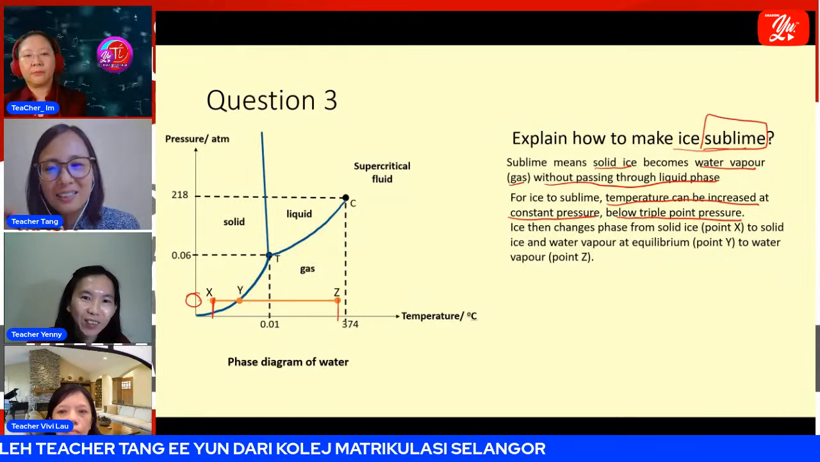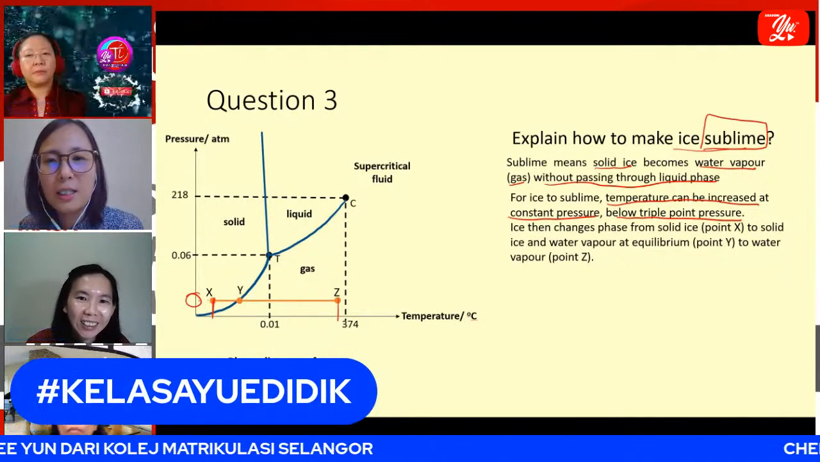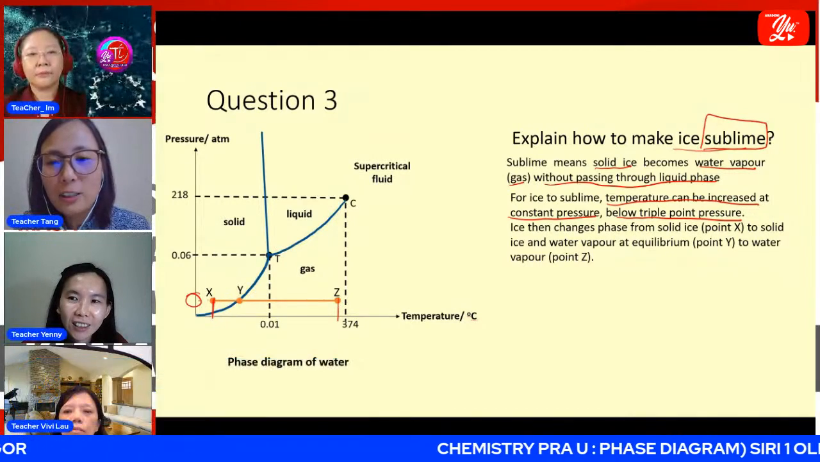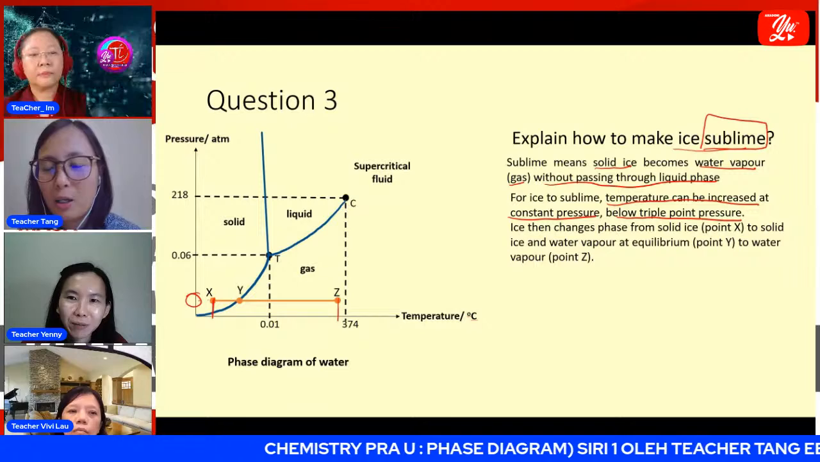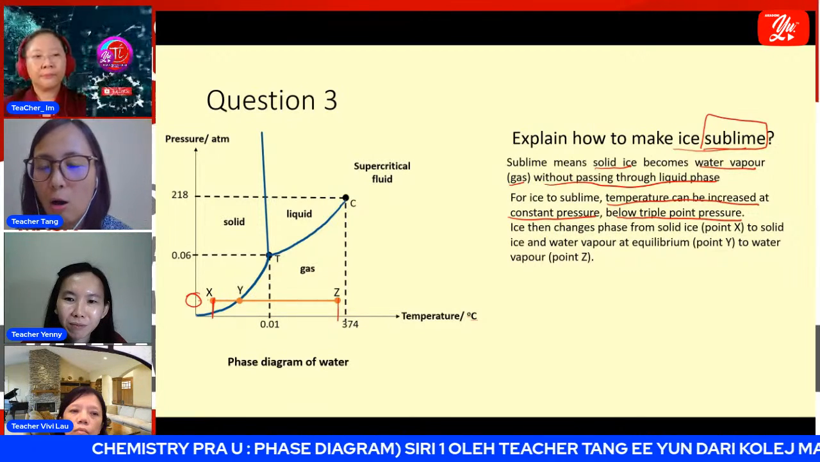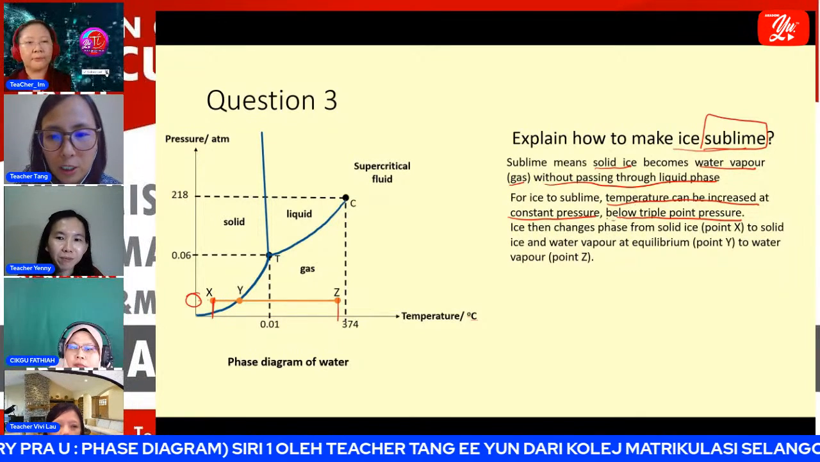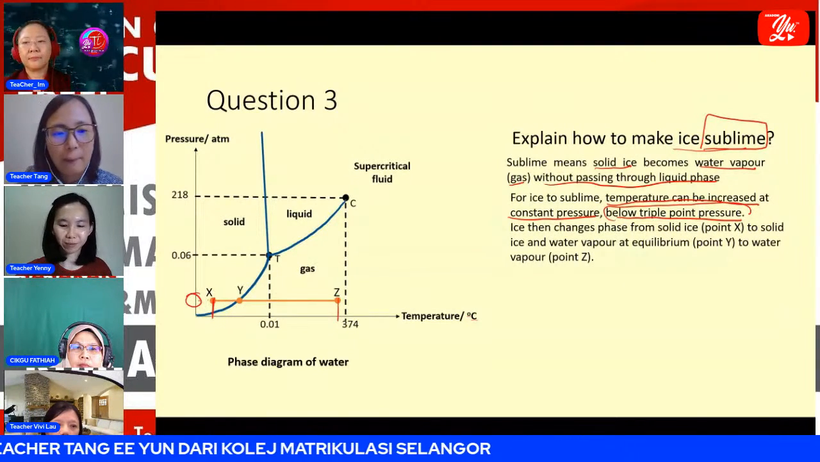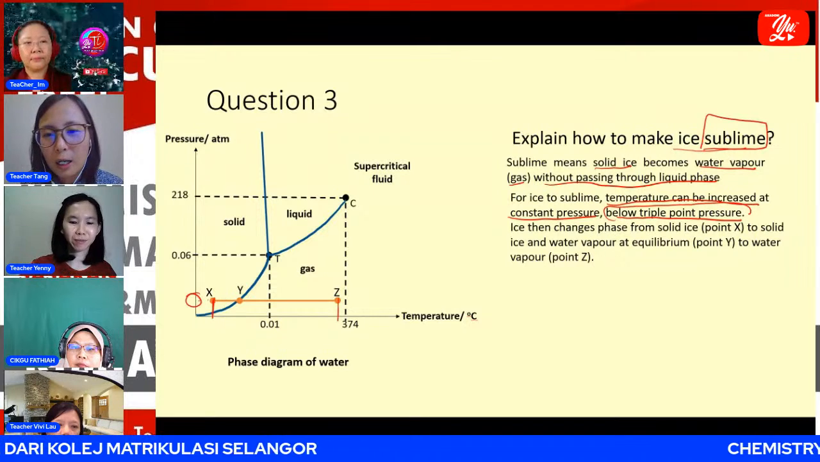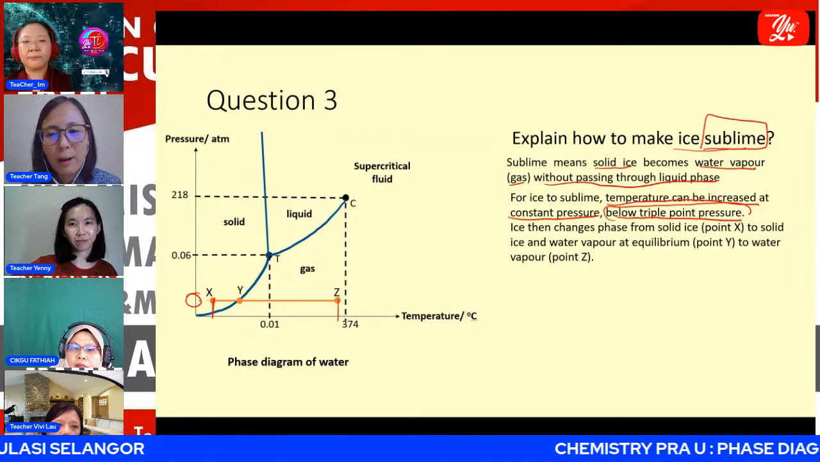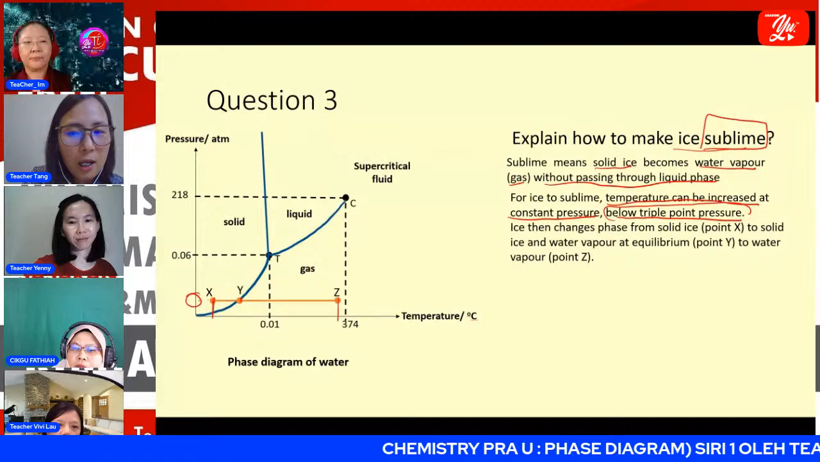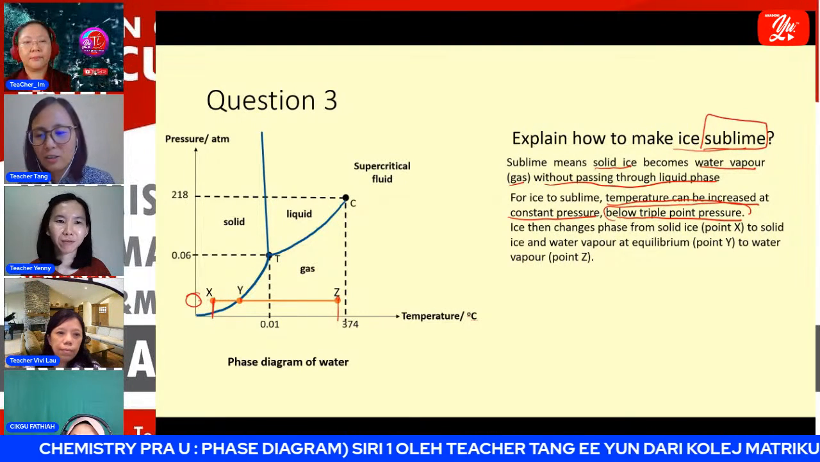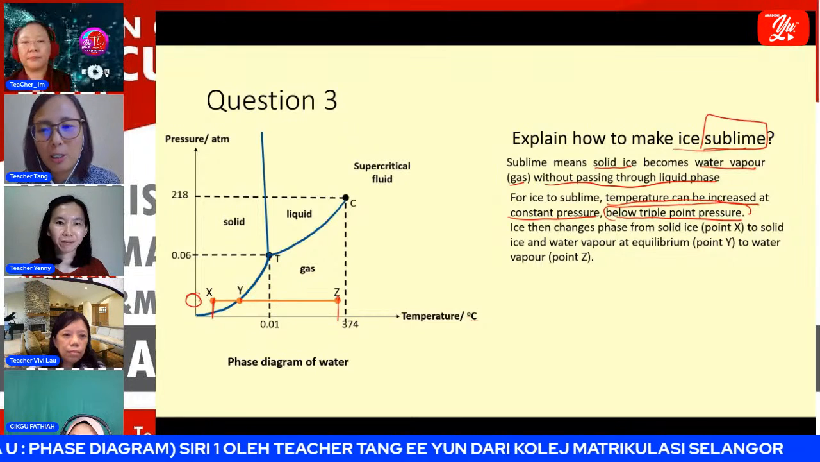And then the last thing you need to mention is the phase change. So for ice to sublime, you can increase the temperature at constant pressure below triple point pressure, and then the ice will change phase from solid ice at point X to solid and water vapor at equilibrium at point Y, to water vapor at point Z. So this is how you answer the essay question.